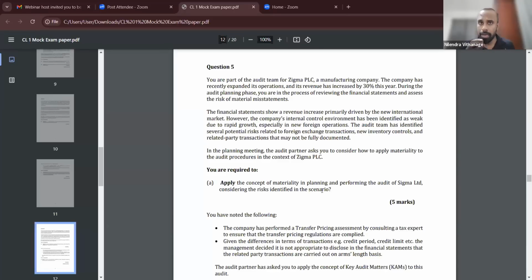Now here, revenue is a significant risk area, because why? Overseas operations, weak internal controls. Now note down these points. As I say them, write them in short form.